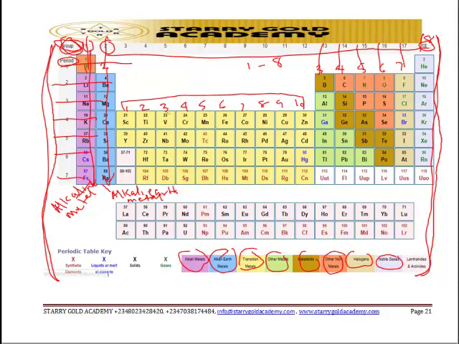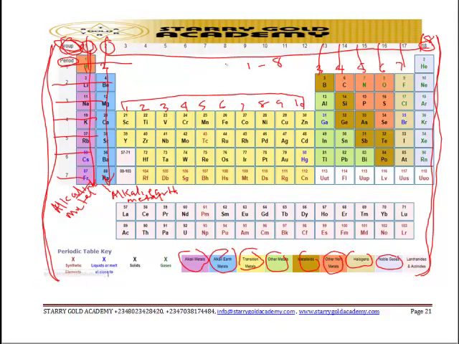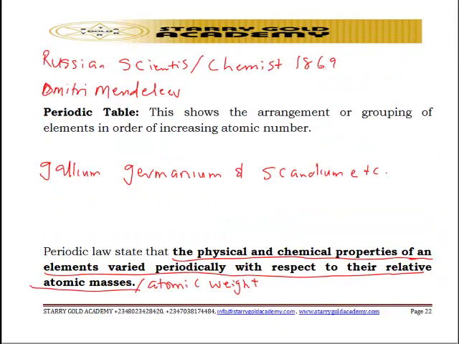Now, if you look at group 1, these are the group 1 elements. They are called group 1 elements because they have one valence electron in their outermost shell. Please pay attention: one valence electron in their outermost shell.